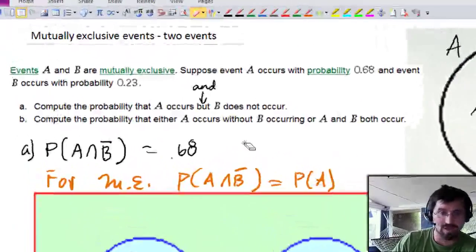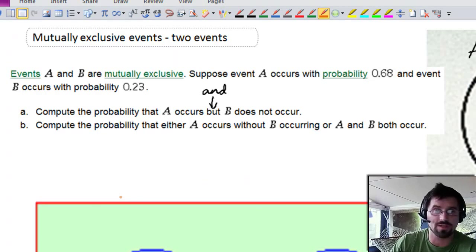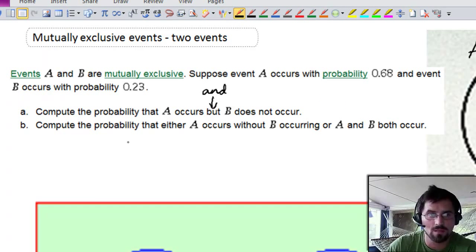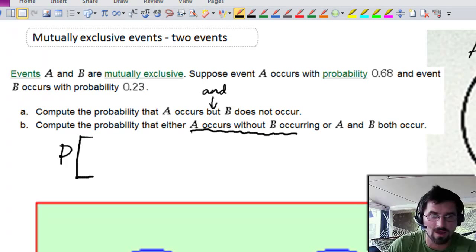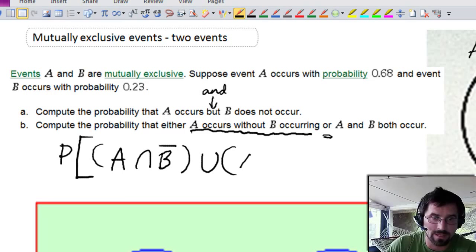Notationally, this one is kind of interesting when you translate it. It says, compute the probability that either A occurs without B. Do we know how to write that? The probability that either, so I'm going to put a big parenthesis, and they're saying A occurs without B occurring. So that's P of A without B, so A and not B. Or, so I'm uniting that with A and B.